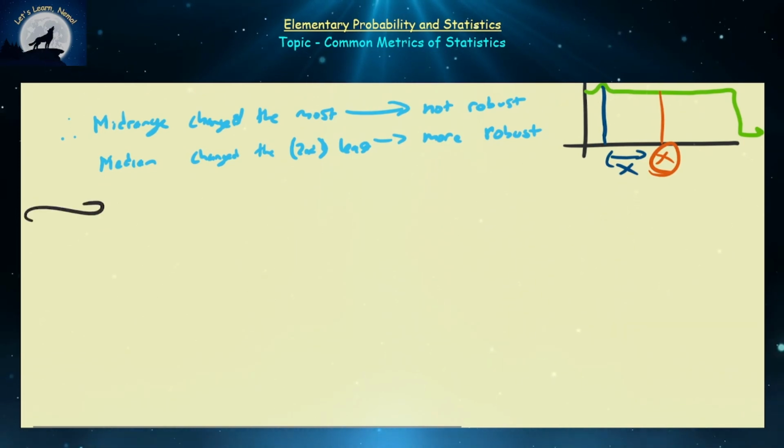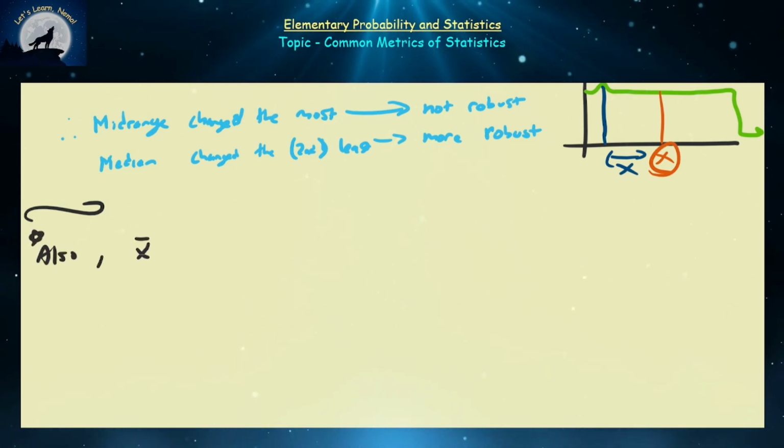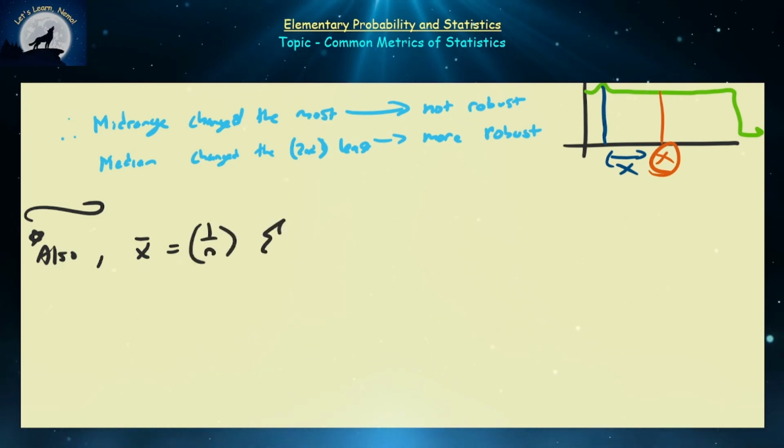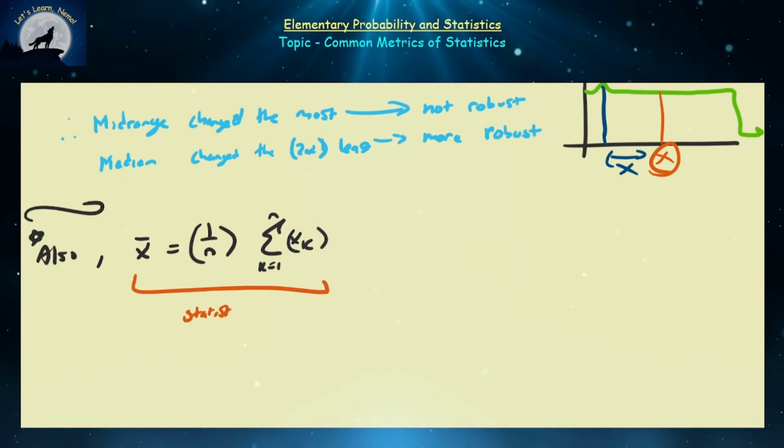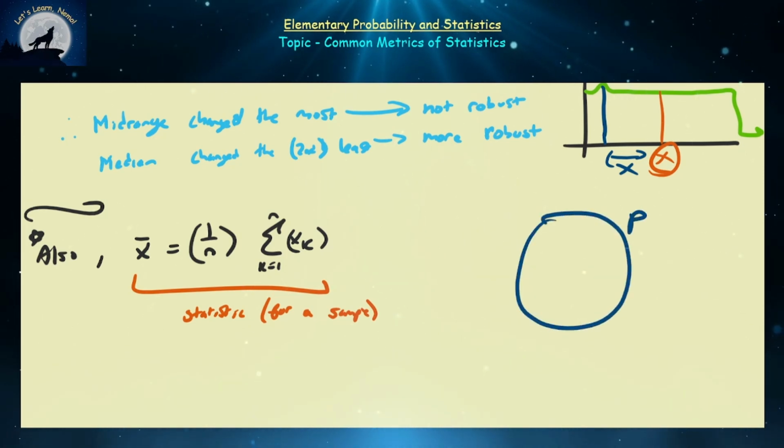Another metric, or similar metric that I want to discuss, right? So also a little bit of notational difference. So we have x bar, which we know to be 1 over n times the sum from k equals 1 to n of x_k. And this notation, in case you don't remember, is obviously going to be a statistic, right? Why is it a statistic? Because it's for a sample, right? In particular, it's for sample S. So if we were to draw a picture, here's our population P, and then here's our sample S, right? So our x bar is representing the average of this particular set.